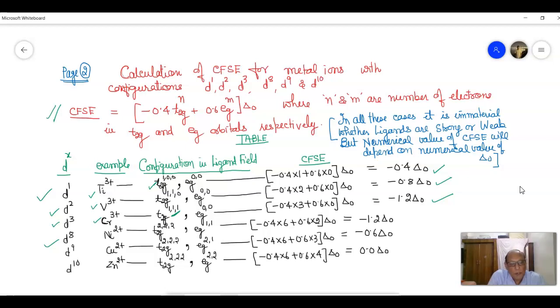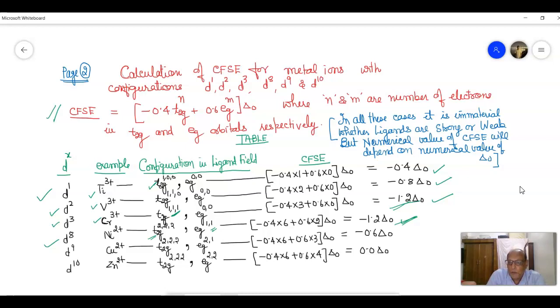However, if ligands are strong, then t2g orbitals will be filled first with the 6 electrons. Remaining 2 will occupy eg orbitals. So we see that configuration remains the same whether ligands are strong or weak, and CFSE comes out to be minus 1.2 delta O.